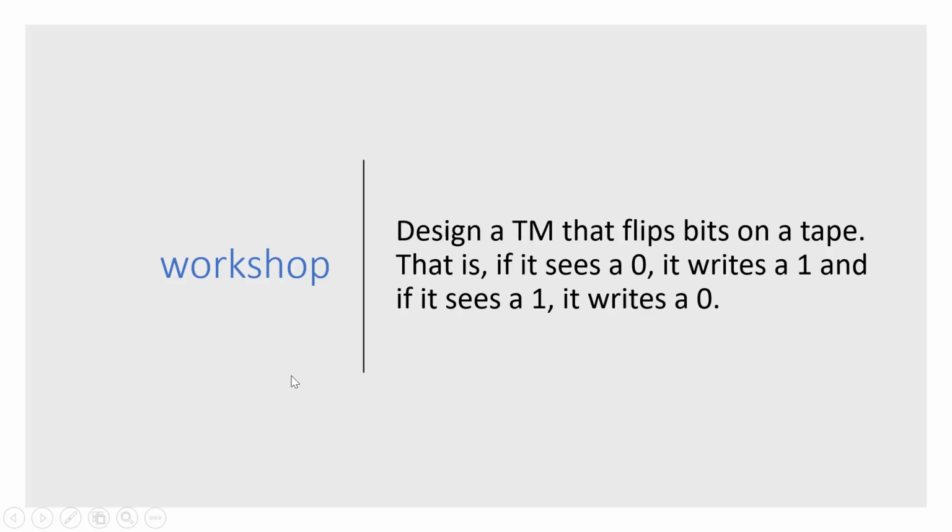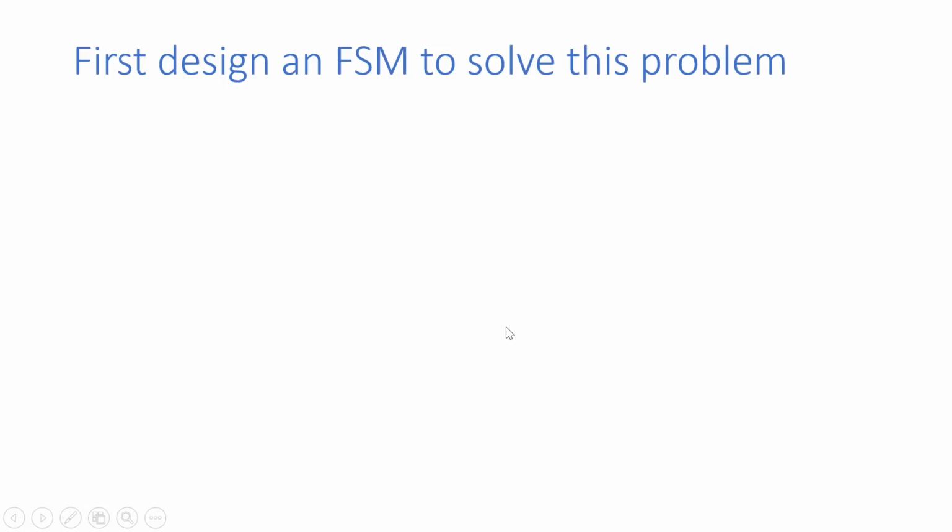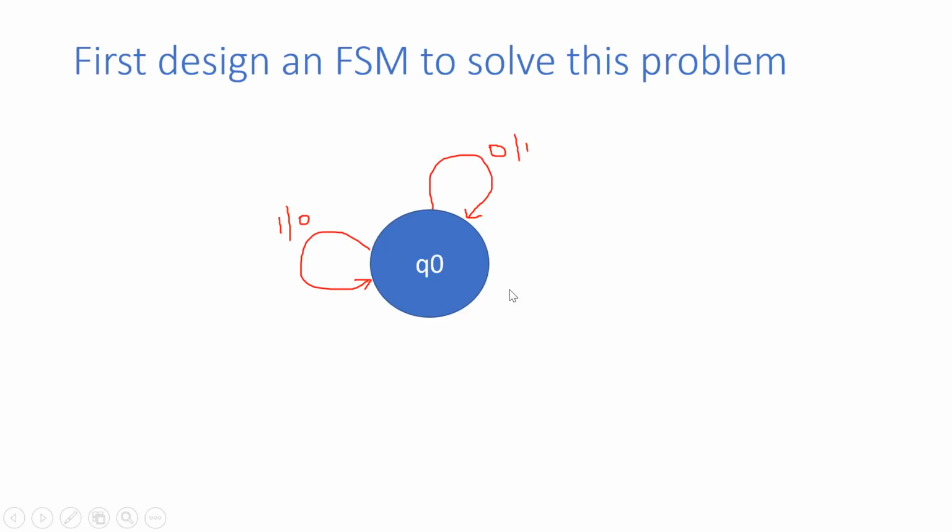So let's take a look at more Turing machines. This one says design a Turing machine that flips bits on a tape. That is, if it sees a 0, it writes a 1, and if it sees a 1, it writes a 0. So let's first design a finite state machine to solve this problem. This is in fact the same as before. We just use one state and a halting state and flip the bits. So essentially we can start with one state, Q naught, and if you see a 0, we write 1 and then stay in the same state. If you see a 1, you write a 0 and stay in the same state. If you see the terminal symbol A, which is the end of the input, we will write the A back and stay in the halting state.